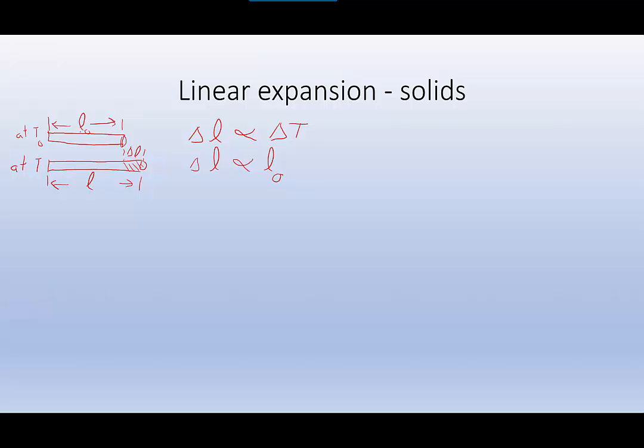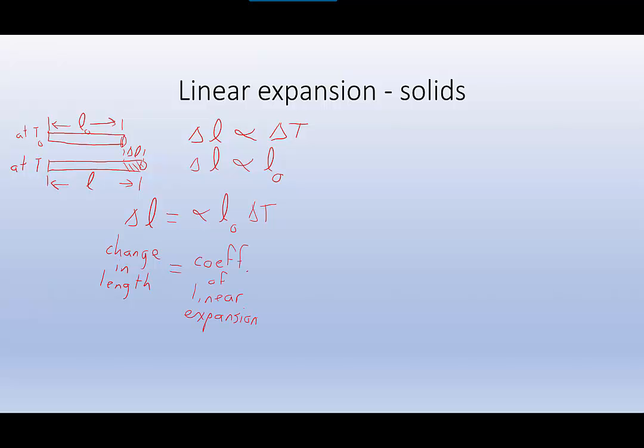We put these two proportionalities together and we can create an equation with them as long as we put in a proportionality constant. And so our equation for linear expansion of solids becomes delta L is equal to alpha L0 delta T. So delta L is our change in length. Alpha is the coefficient of linear expansion.